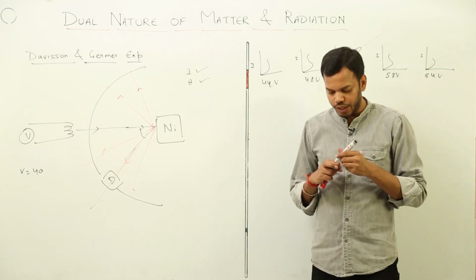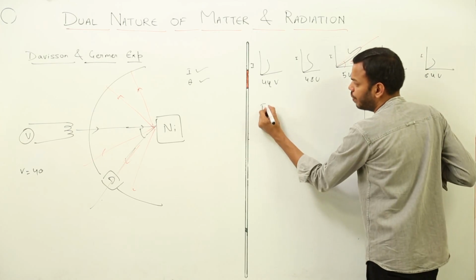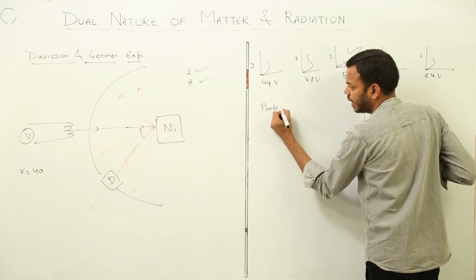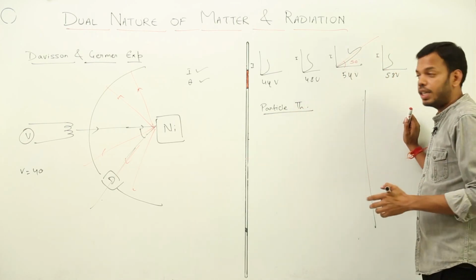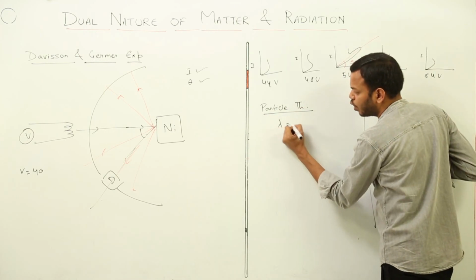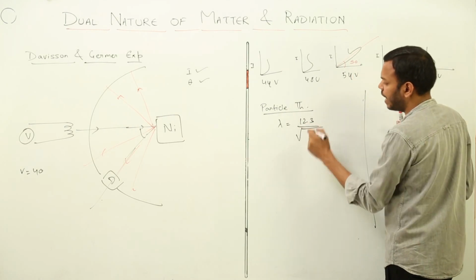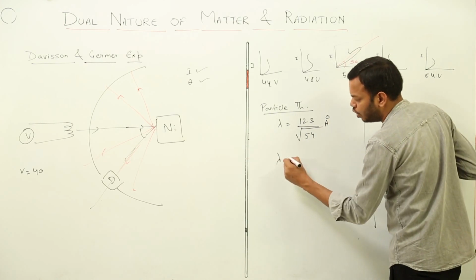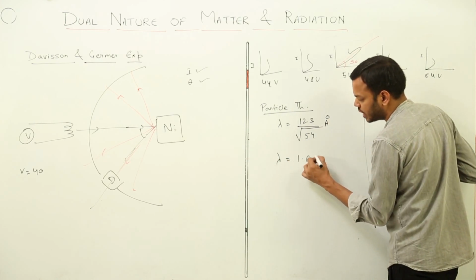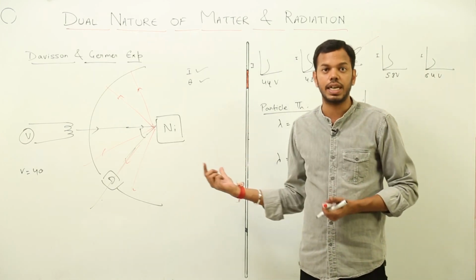So there were two conclusions. Number one, according to the particle theory, we just studied the de Broglie waves. The de Broglie wavelength was 12.3 upon under root V. For V we have 54 volt here, and so the value of wavelength came out to be 1.66 Angstrom. According to the particle theory, this was the basic idea.